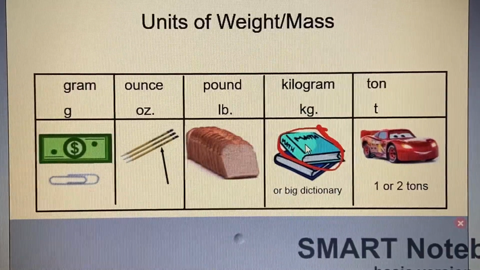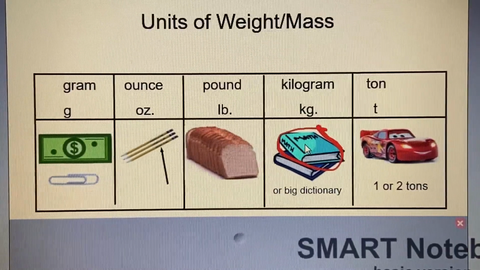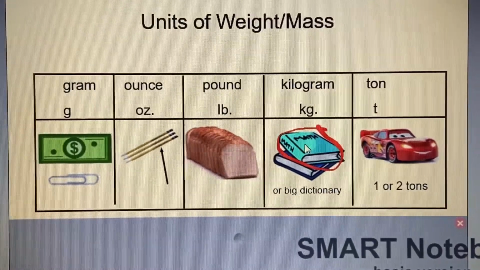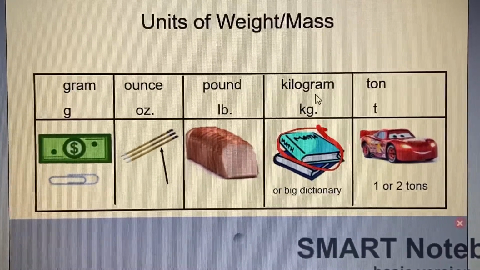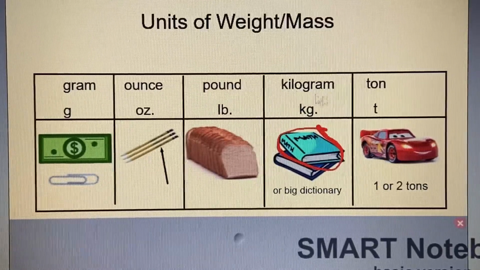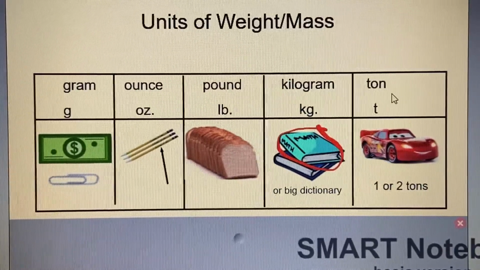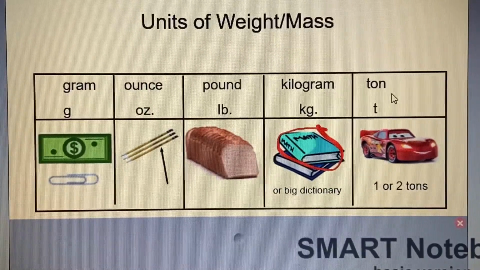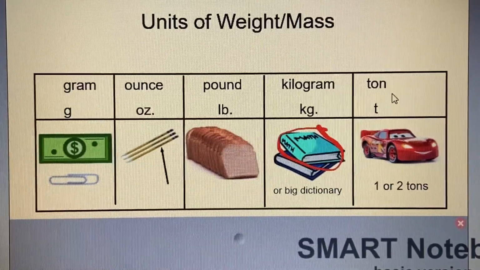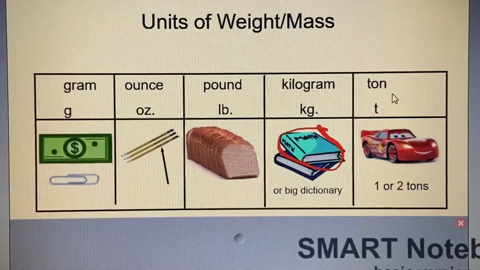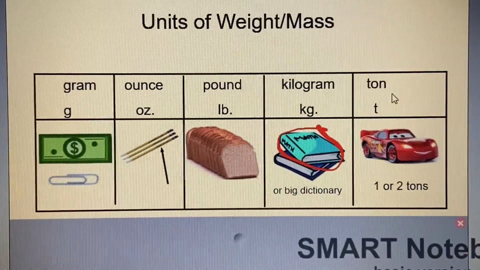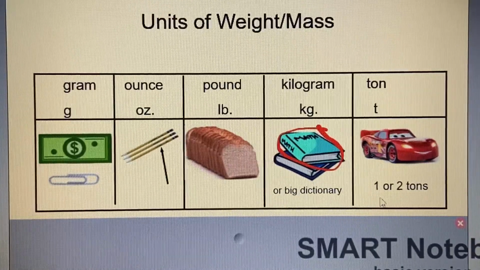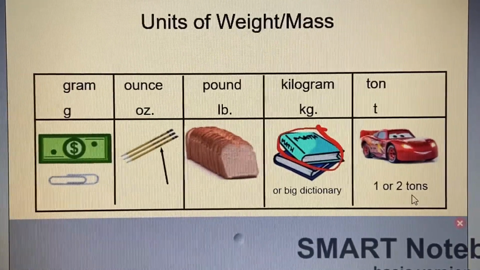Our big math book or a dictionary that you have to hold in your hand, not the Spanish dictionaries, but a big dictionary or your big math book is about a kilogram. Finally, we've got the biggest of the units of weight or mass, that is a ton. A car, depending on if it's a smaller car or if it's a bigger family car or SUV, can weigh between 1 and 2 tons.